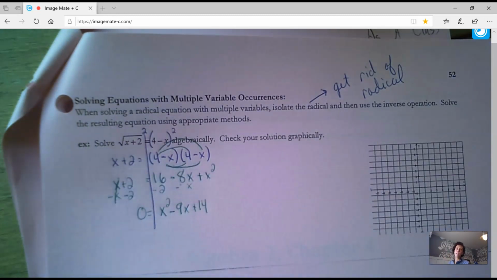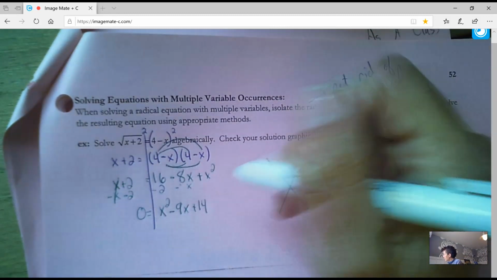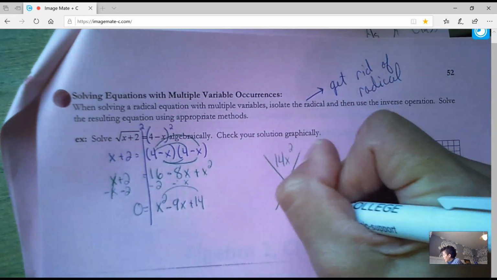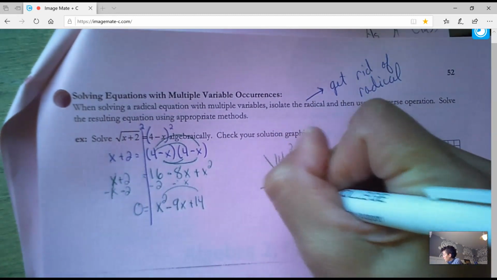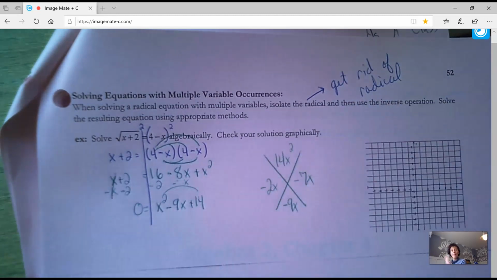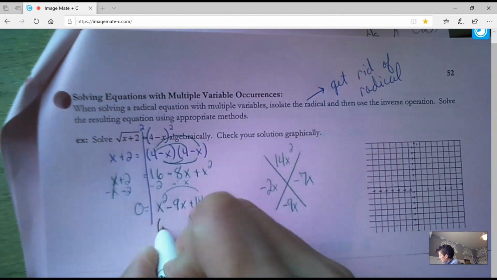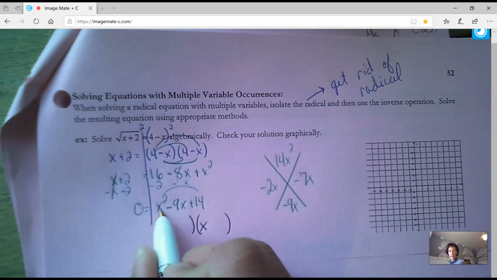And I guarantee you're going to have a problem like this on your chapter test. Okay, so I'm going to make my x's. So I need factors of 14 that get me to the negative 9. And that's going to be a negative 2 and a negative 7. Notice I'm filling in all of this with x's. And now I'm going to go to my parentheses, and x is meeting x to make x squared.